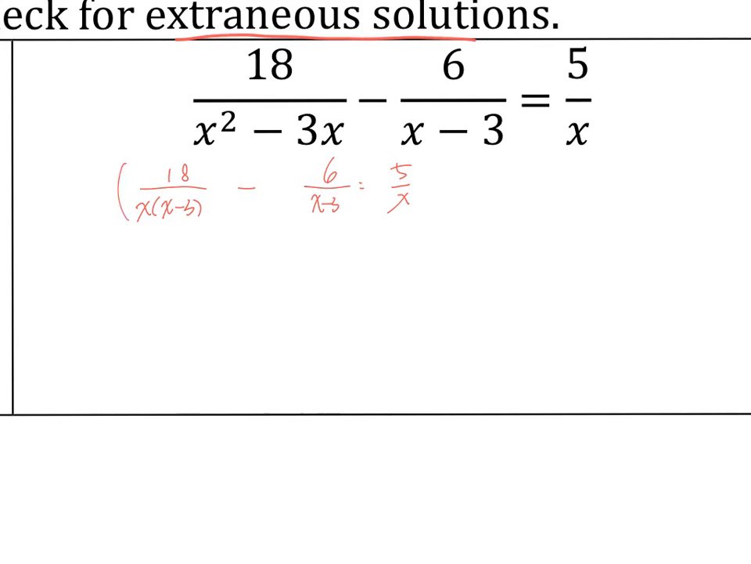And then your LCD will be all of these factors, and if there's any repeating, we just use it once, such as x and x minus 3. Since the first term has both factors, we can cancel it out when we distribute. So this will be 18, 6 minus 6, and then we need an x here because we only have a factor of x minus 3. And this one, cancel out the x, so this is left with 5 times x minus 3.